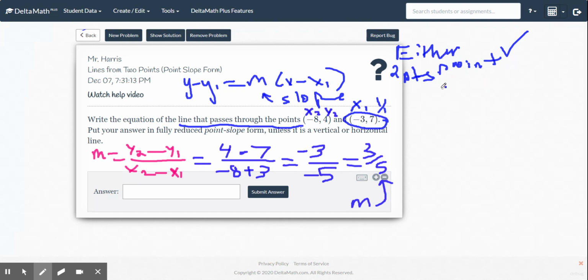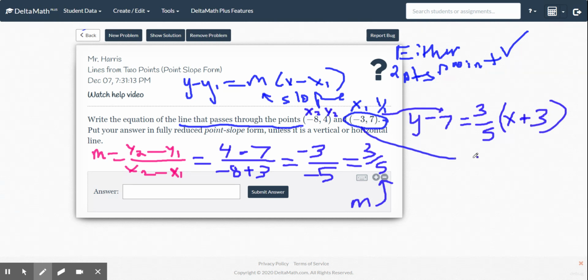And then we said -3, 7 is going to be our x1, y1. So we're going to have y minus, pull that 7 over, minus 7 equals our slope, 3/5, parentheses, x minus, x1's a -3, so that'd be +3. And so you guys can see where we got all 3 things here: y1, m, x1. And that would be our answer.